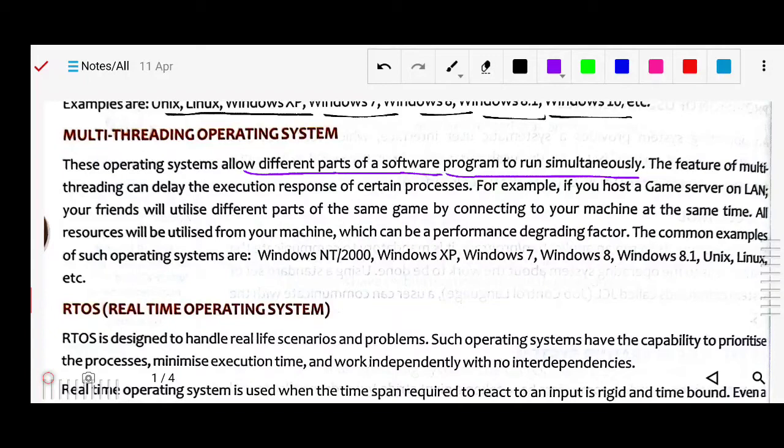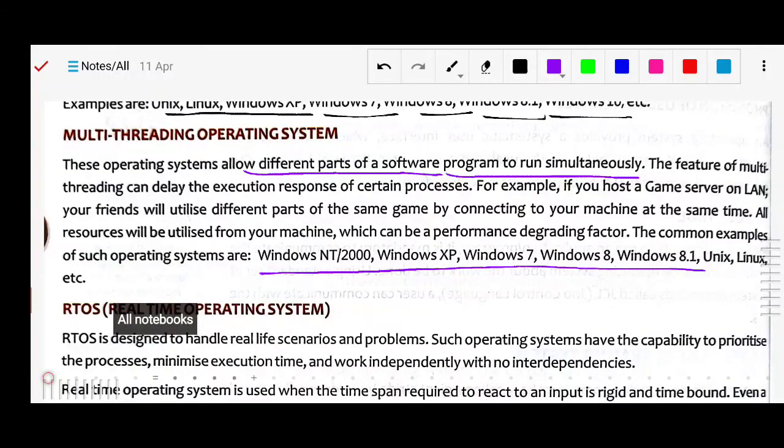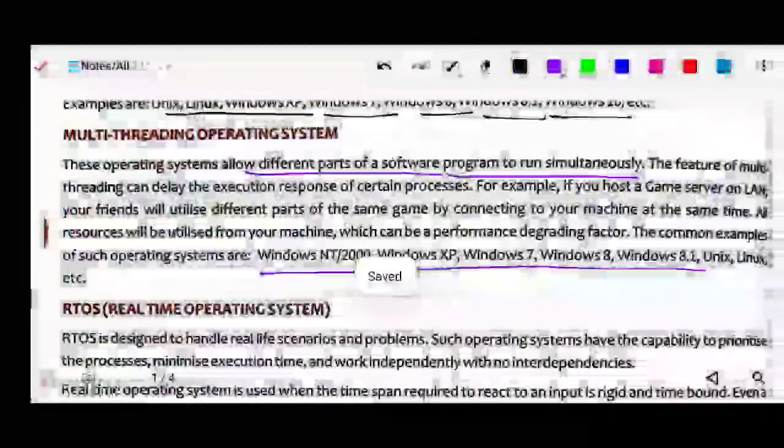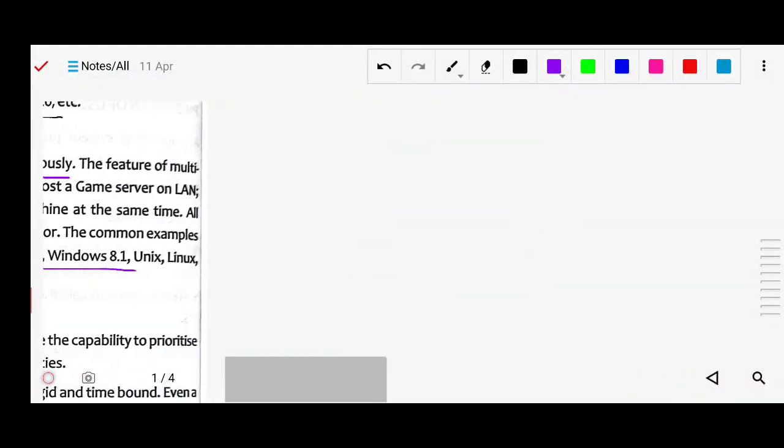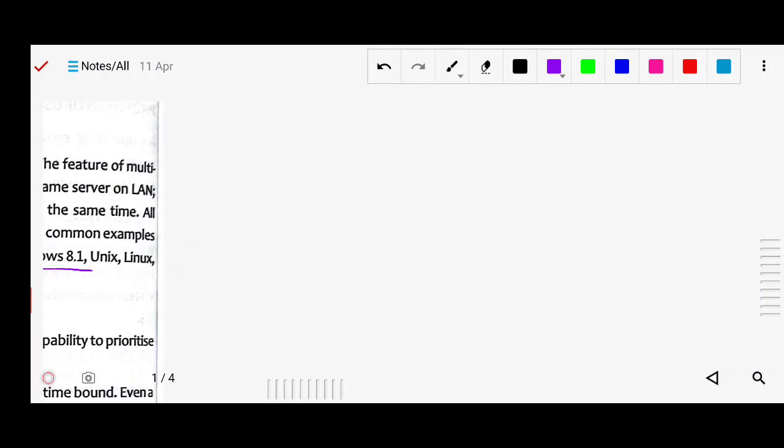which can be a performance degrading factor. Windows XP, 7, 8, these all support multi-threading. But to understand this multi-threading system, first of all you should understand, in a simple way, what is threading? The word used here is thread.